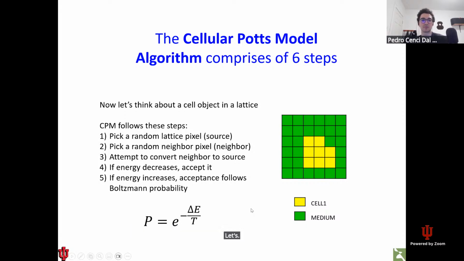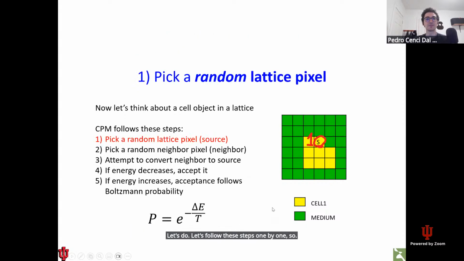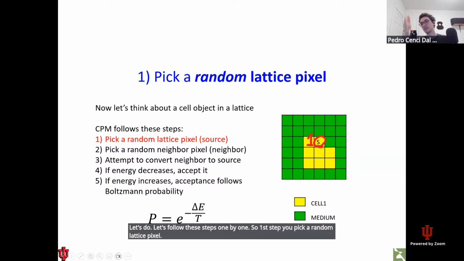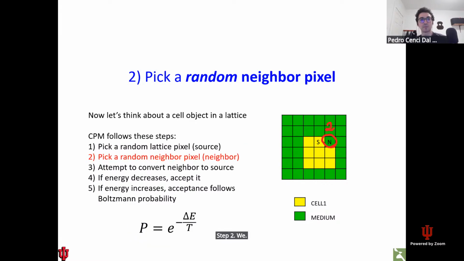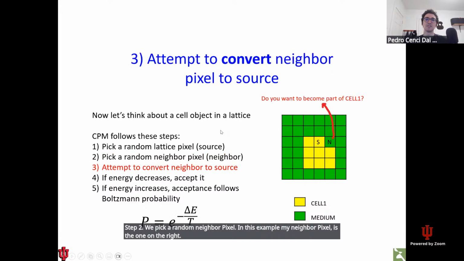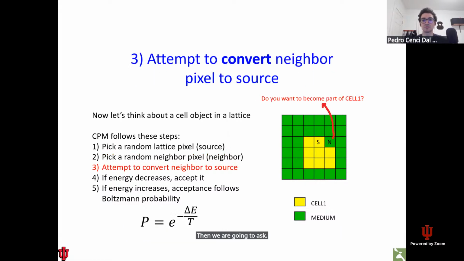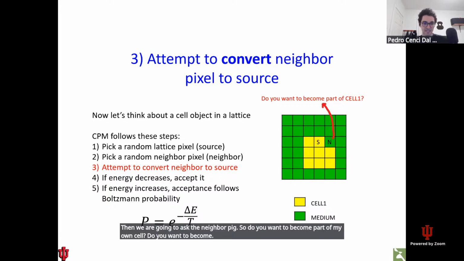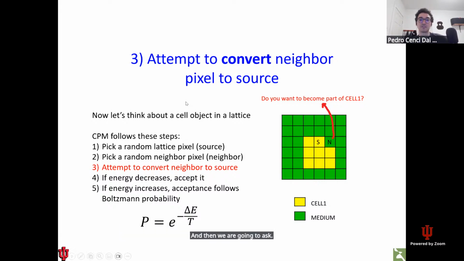Let's follow these steps one by one. So first step, you pick a random lattice pixel. In this example, I picked that pixel over there. That's my source pixel. Step 2, we pick a random neighbor pixel. In this example, my neighbor pixel is the one on the right. Then we are going to ask the neighbor pixel, do you want to become part of my own cell? Do you want to become the same thing as I am? And then we are going to ask our energy function, do you increase or decrease?